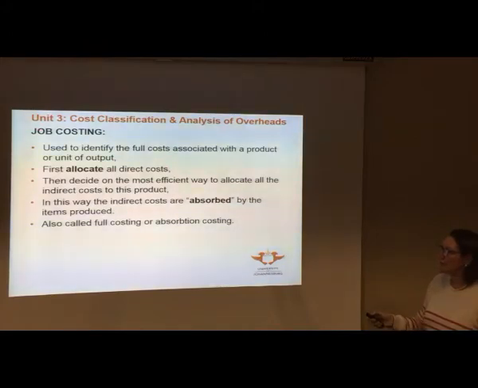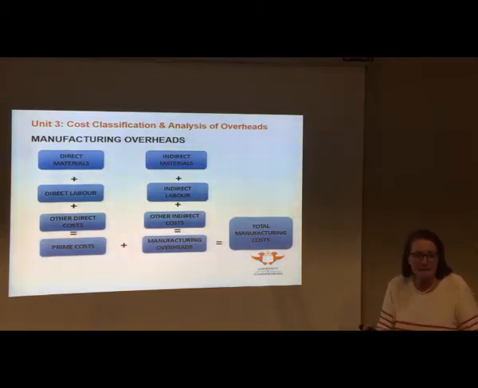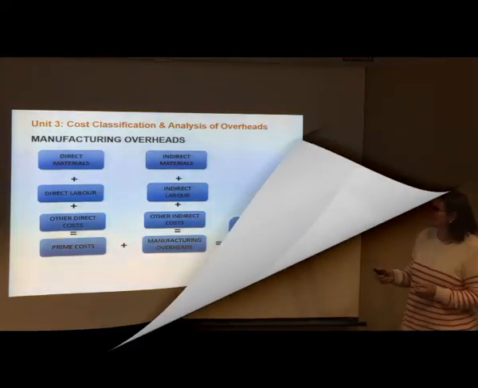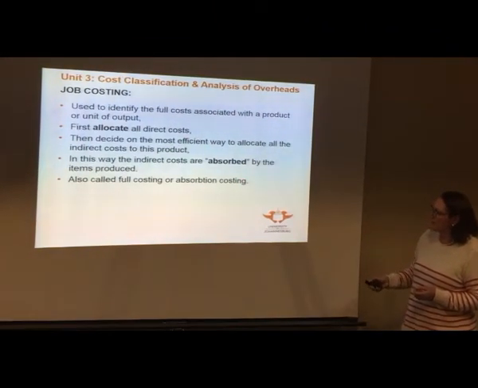We're going to first allocate all the direct costs, and then we need to decide on the most efficient way to allocate the indirect costs. So these are your direct costs here, and these are your indirect costs here. These, we normally know we use so many 1.5 meters of material for an item. We use so much labor for an item. But these indirect materials and indirect labor and other manufacturing overheads, we need to know a systematic method of allocating them to the products. Okay, so the indirect costs are absorbed by the items produced.